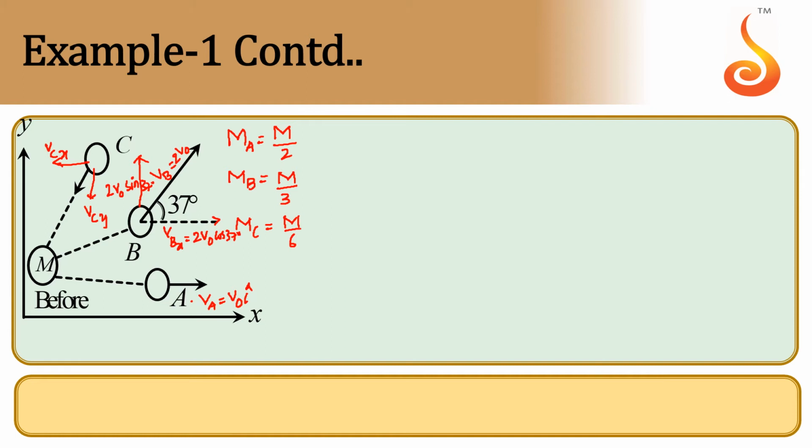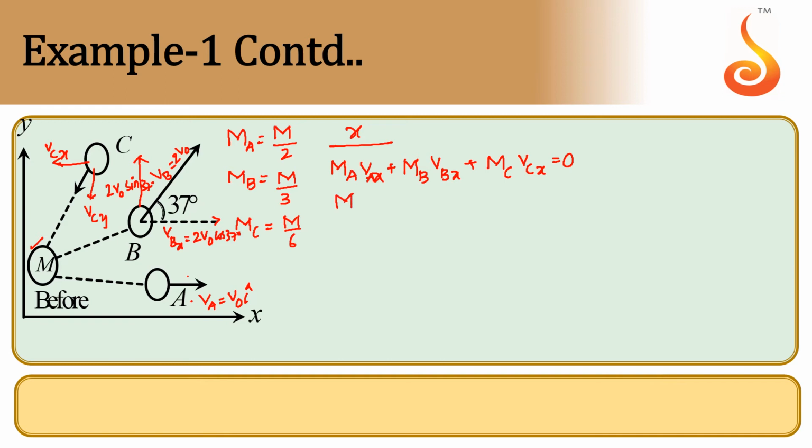Since the net momentum is always conserved, what can we write? Along x direction, ma times velocity of A along x direction, plus mb times velocity of B along x direction, plus mc times velocity of C along x direction, is equal to 0, because the initial mass was at rest. So the net momentum before and after the explosion should be the same.